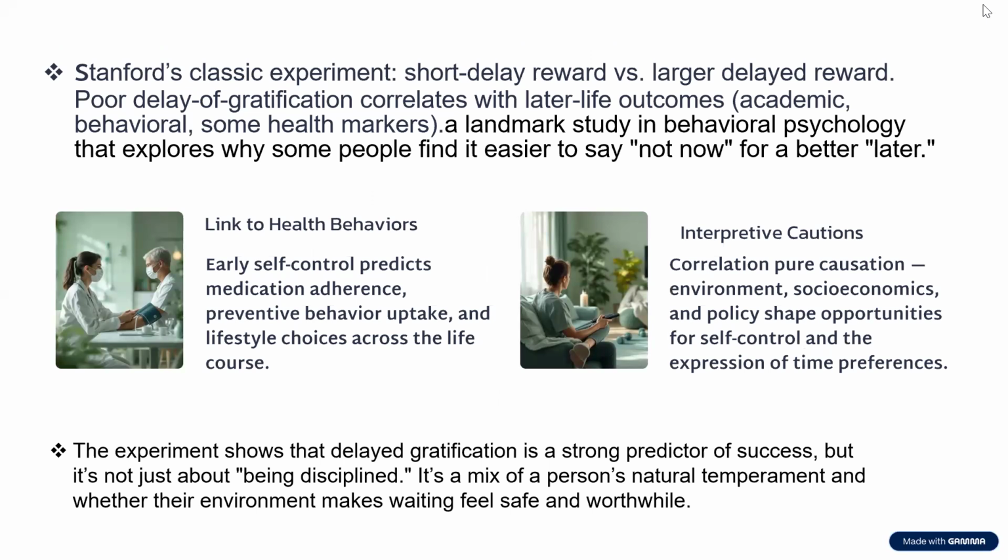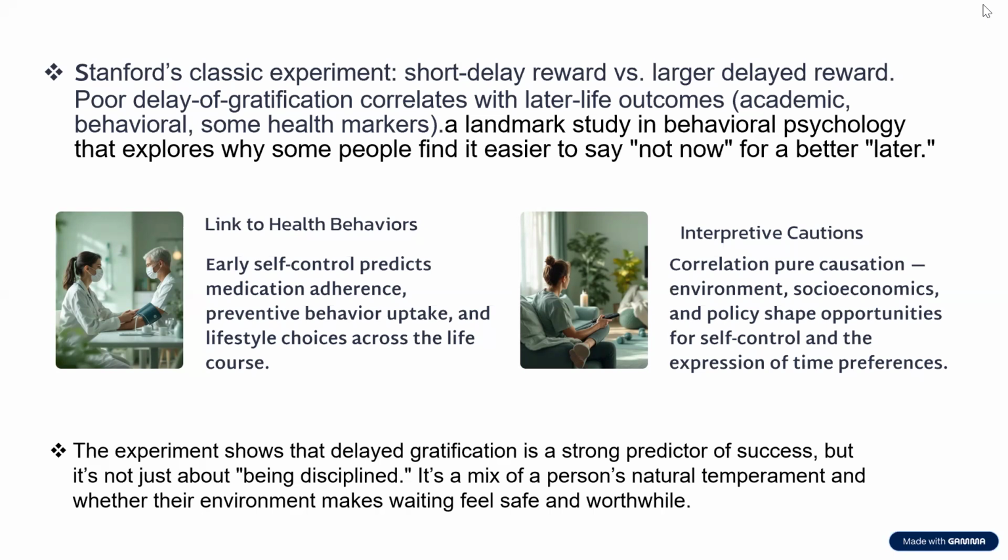Stanford's classic experiment: a short delay reward versus a large delayed reward. Poor delayed gratification correlates with later life outcomes like academic, behavioral, or some health markers. A landmark study in behavioral physics that explores why some people find it easier to say "not now" for a better later. And why is that? It links to health behaviors.